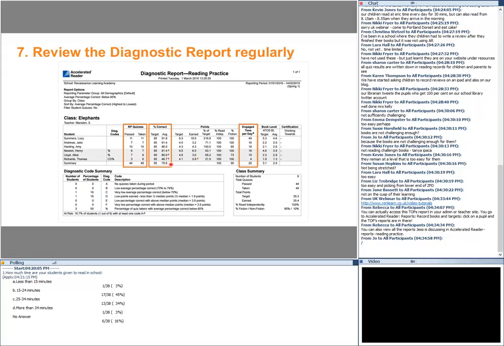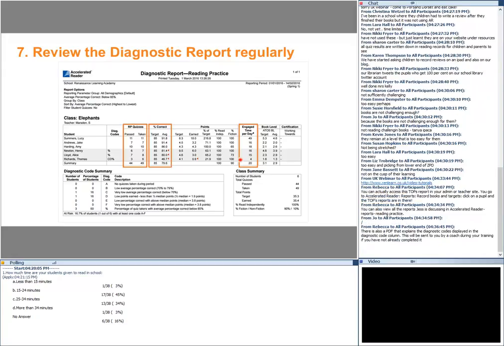Now, what can really, really help is, when you look at this report, there's an option to sort it by average percent correct, highest to lowest. So it will sort the kids with 100% at the top, and the kids with the lowest average percent correct, like Thomas here, at the bottom. And that means you can easily prioritize the children. That's one thing I would recommend.